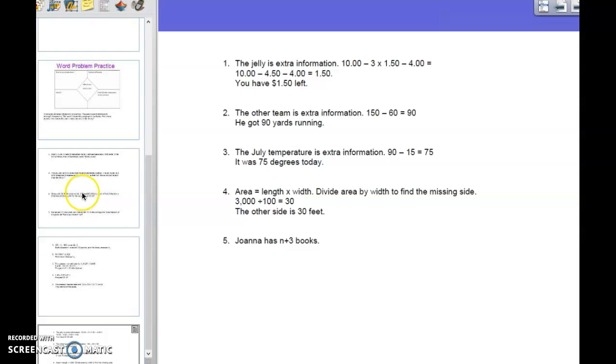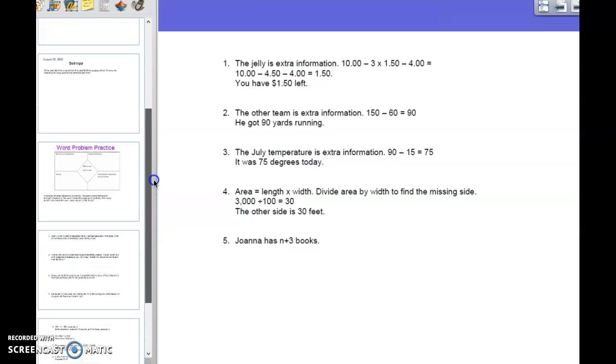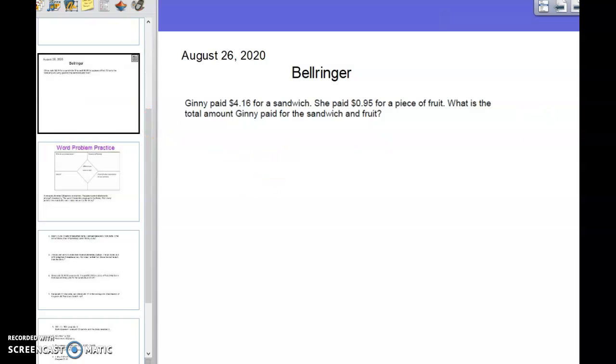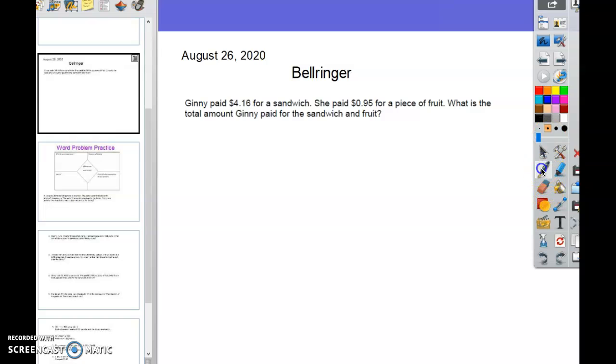I'm going to work through another word problem with you. It's not really the bell ringer for today. It says Jenny paid $4.16 for a sandwich. She paid 95 cents for a piece of fruit. What is the total amount Jenny paid for the sandwich and the fruit? Okay, I'm going to try to write with my pen and my mouse. I like to go through and circle anything that seems important, and then we're being asked for the total amount, so that helps us understand that we are adding.